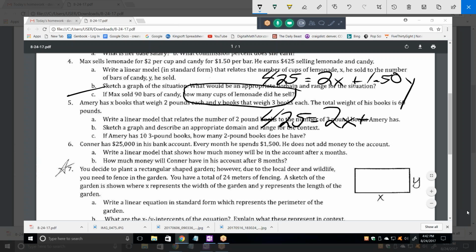90. So multiply 1.5 times 90. You get 135. Okay. Now notice I have one equation, one unknown, I can definitely solve for x, which is how many cups of lemonade she sold. So solve this equation for me. What's the first step?